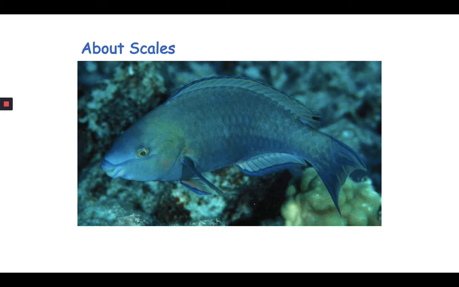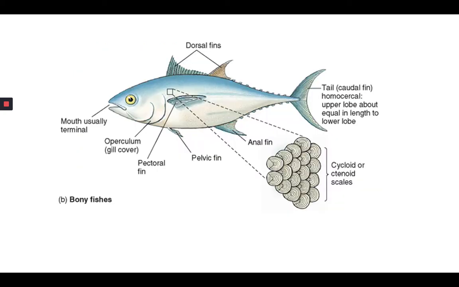Most fish have scales, and these are very obvious on this fish, which is a parrotfish. The bony fish have what's called cycloid or ctenoid scales, and they're overlapping, and they cover the skin of the fish. The mouth is usually terminal, unlike sharks, which were underneath. These are at the end, but not always. And we have the operculum or gill cover, and the pectoral fin. These are the same fins we just looked at.